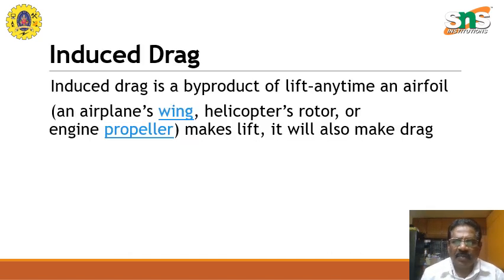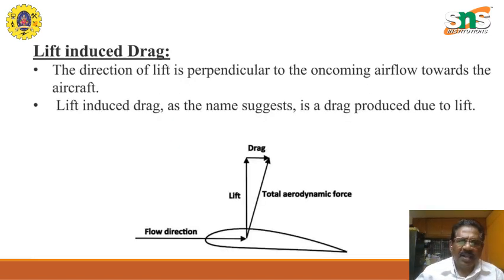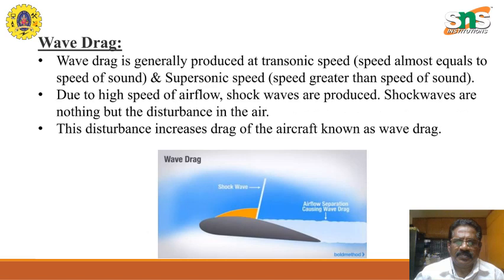The induced drag is a byproduct of lift. Anytime an aerofoil, a helicopter's rotor or an engine propeller makes lift, it will also make a drag. So an induced drag is a byproduct of lift by an airfoil. The direction of the lift is perpendicular to the oncoming airflow towards the aircraft. Lift induced drag, as the name suggests, is a drag produced due to the lift of the object.